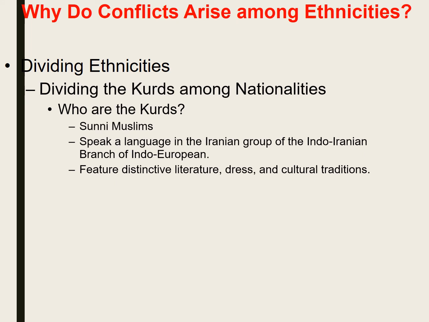Let's talk about the Kurds. We've looked at the Kurds briefly in class. This is a stateless nation of people. Most of them are Sunni Muslims, and a sizable percentage of them are Christian. They speak a language in the Iranian group of the Indo-Iranian branch of Indo-European, and their culture features distinctive literature, dress, and traditions.